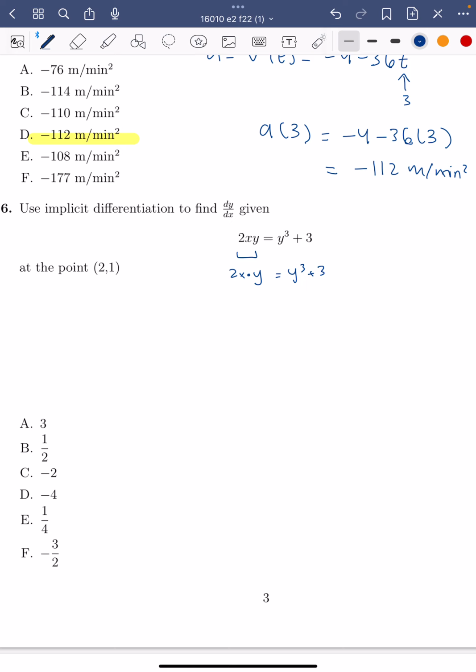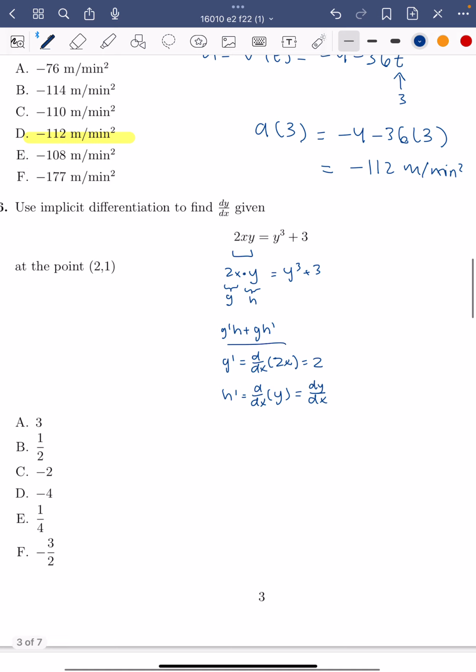If we say that 2x is g and y is h, we remember that our product rule definition is g prime times h plus g times h prime. If we find g prime, it equals the derivative of 2x, which equals 2, and h prime, the derivative with respect to x of y, equals dy/dx. So now we just plug it back into this equation, and we get 2 times h, which is y, plus g, which is 2x, times dy/dx.